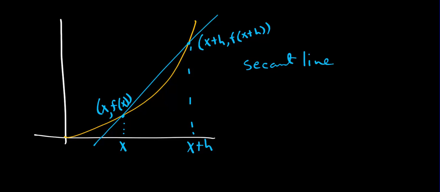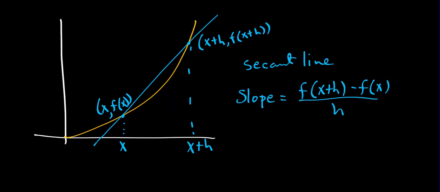And we can find the slope. The slope is just f of x plus h minus f of x over h. That's the slope of the secant line. And that will tell us the average rate of change. So if that yellow graph were distance, for example, then the slope would be the average velocity, because you're taking the change in distance over the change in time.